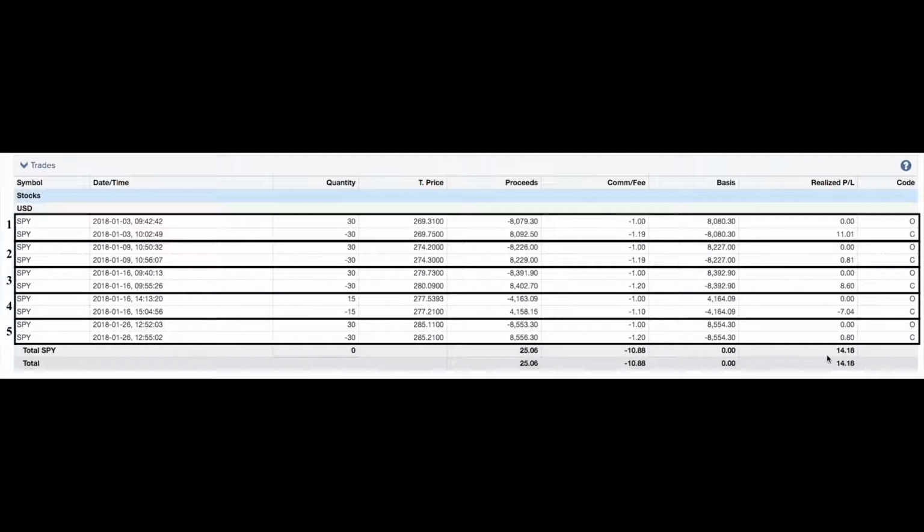So my total realized profit was $14.18, which I believe is my best month so far. So I'm pretty happy about that.